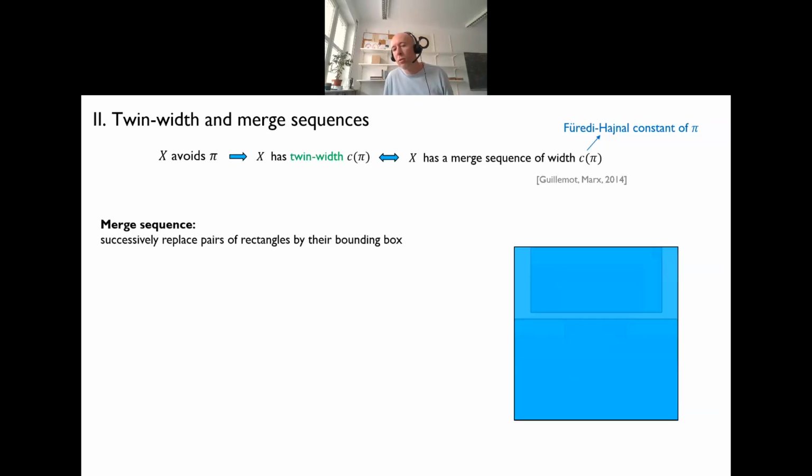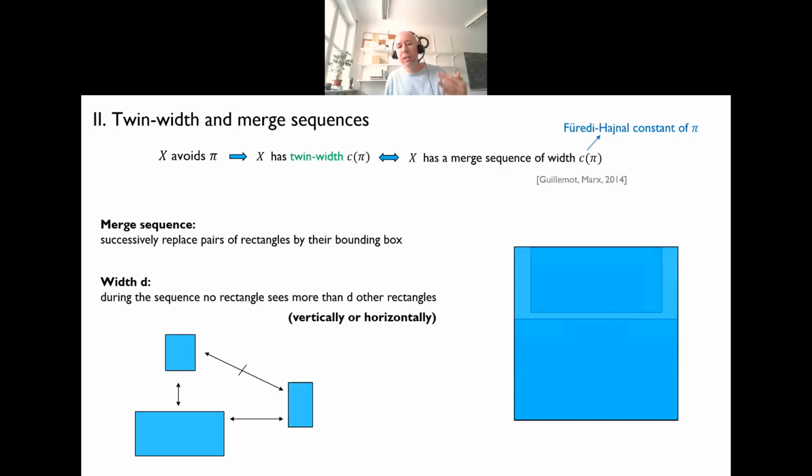And after n-1 steps, we end up with a single rectangle. Okay, so there are many different possible ways to merge these rectangles into a single rectangle, and the width d of this merge sequence means that during the sequence no rectangle sees more than d other rectangles, and seeing another rectangle means to overlap with it horizontally or vertically.